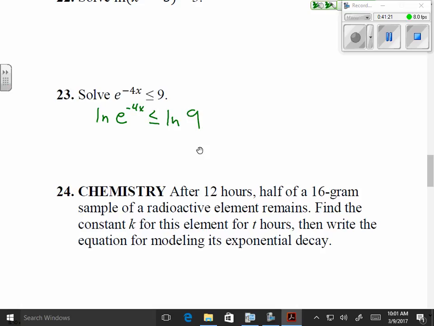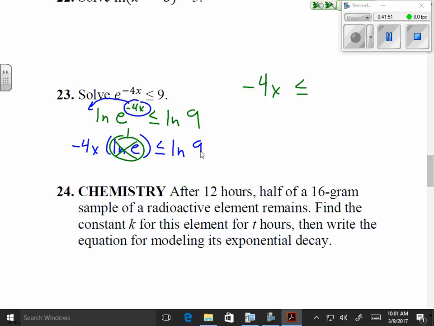And when we do that, we move the exponent of negative 4x out as a coefficient times the natural log of e is less than or equal to the natural log of 9, and the natural log of e is equal to 1. So then I have negative 4x times 1, just negative 4x, less than or equal to natural log of 9.